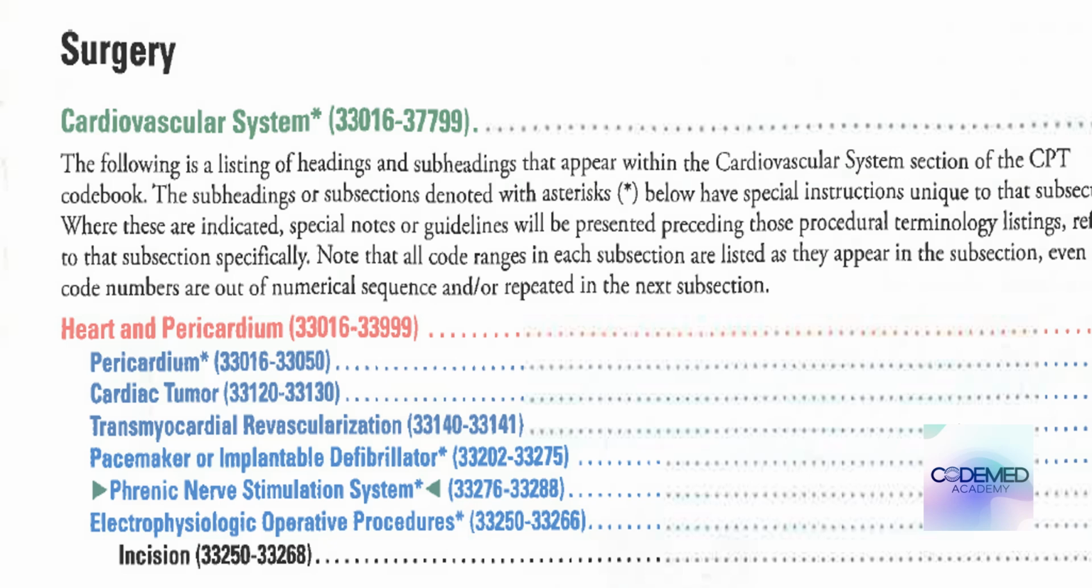Hello everyone. So we will begin with the cardiovascular system, which begins with 33,000 and goes on till 38,000. In this particular system, we are going to learn pacemaker and defibrillator, and of course the coronary artery bypass surgery and some other important topics.